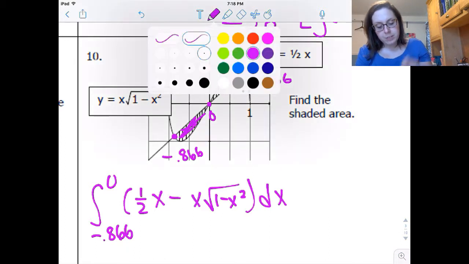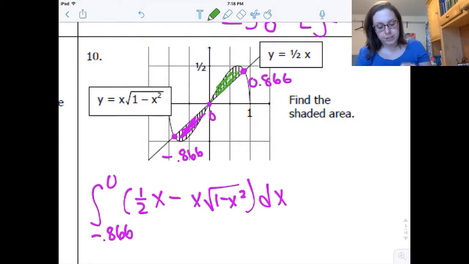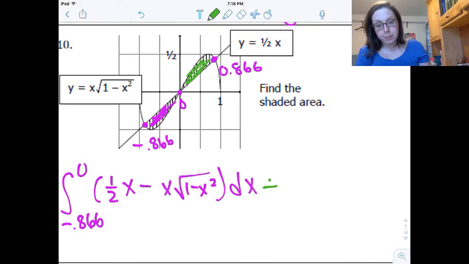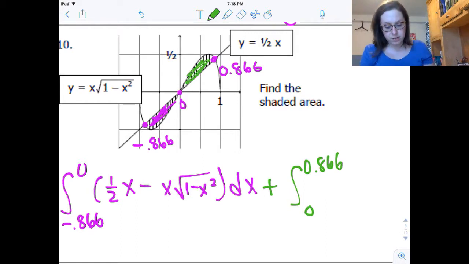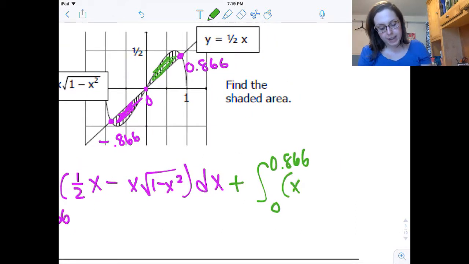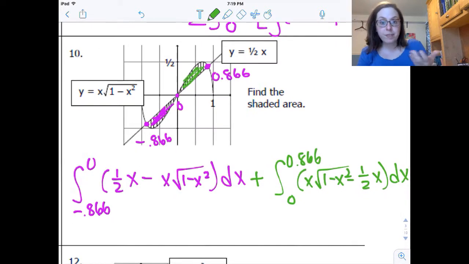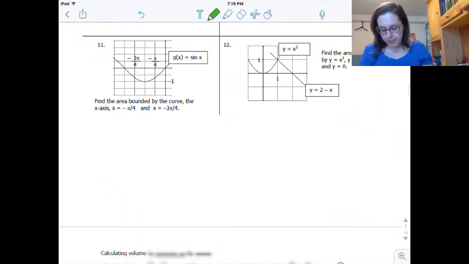Now I'm going to switch to another color and do this second region. The second region is going to be plus the integral from 0 to 0.866 of, now they reverse, my top function now is x radical 1 minus x squared. My bottom function is 1/2 x dx. So when I want the area of something with two distinct sections, normally that means I'm finding two distinct areas. Okay. Please send questions if you have them.